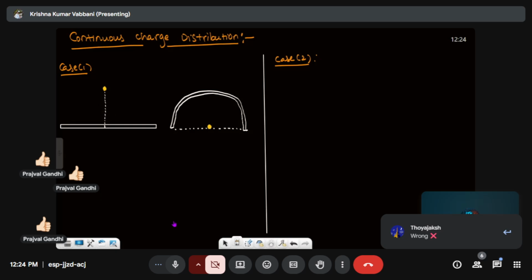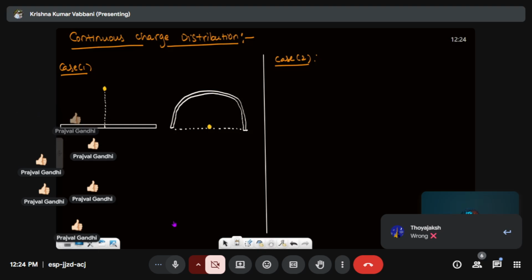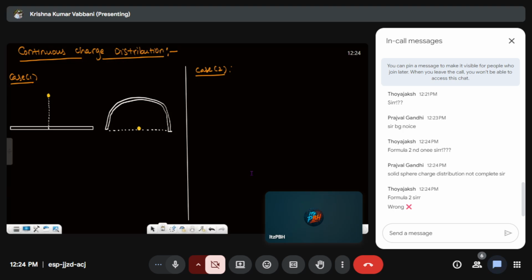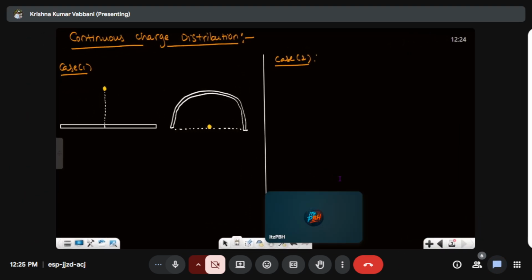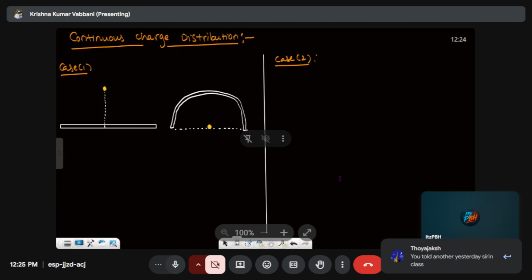Okay, then come to that. No, formula 2 is not wrong. This is formula 1, formula 2. The integral of 1 over (x square plus a square) whole power 3 by 2 dx equals x by a square into (x square plus a square) power 1 by 2. The formula is correct.